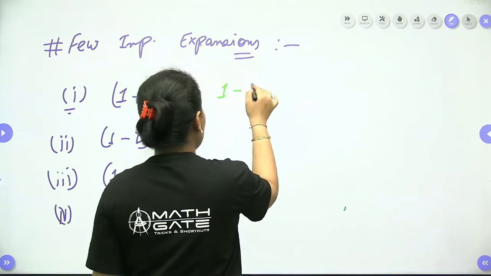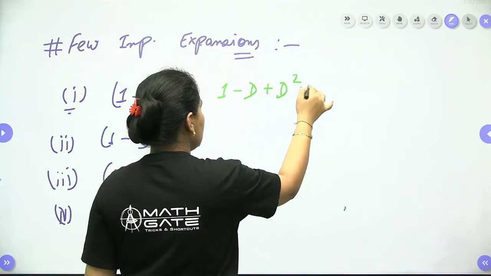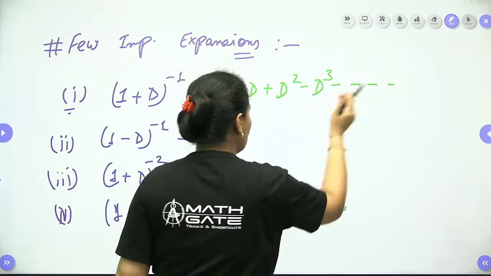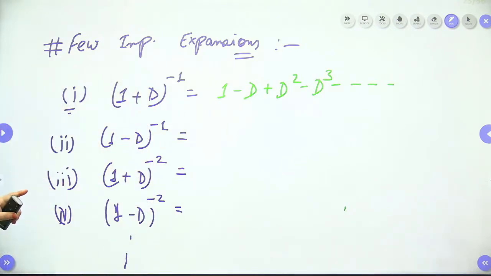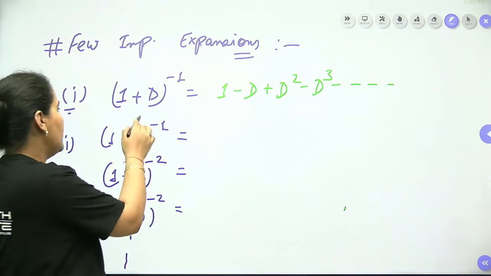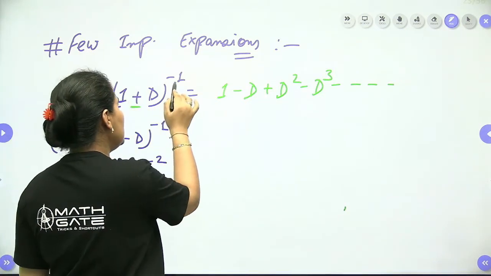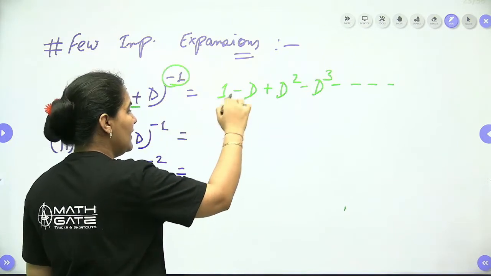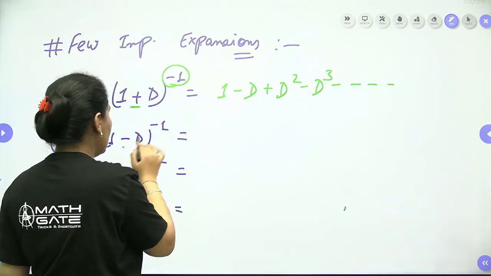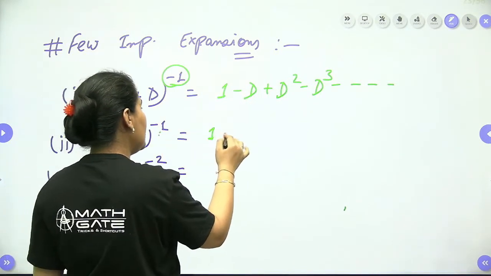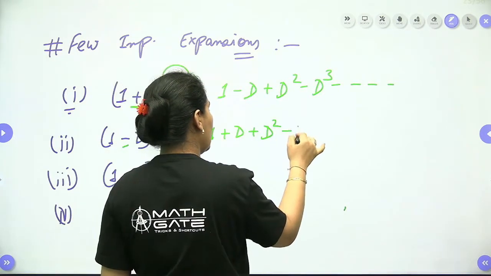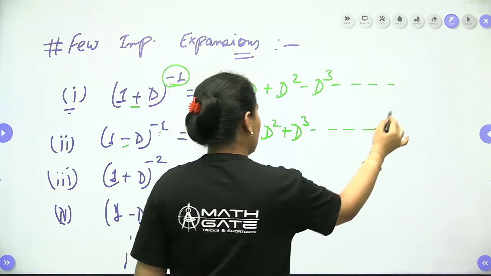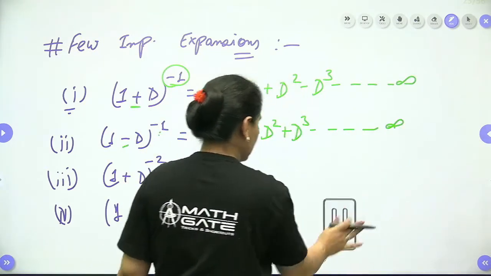So the expansion will be 1 minus D plus D square minus D cube, and so on, dear students. 1 minus D plus D square minus D cube, and so on up to infinity you can approach. When we have 1 plus D to the power minus 1, then the sign will be alternate. When we have (1 minus D) to the power minus 1, it will be 1 plus D plus D square plus D cube, and so on, up to the infinite terms.